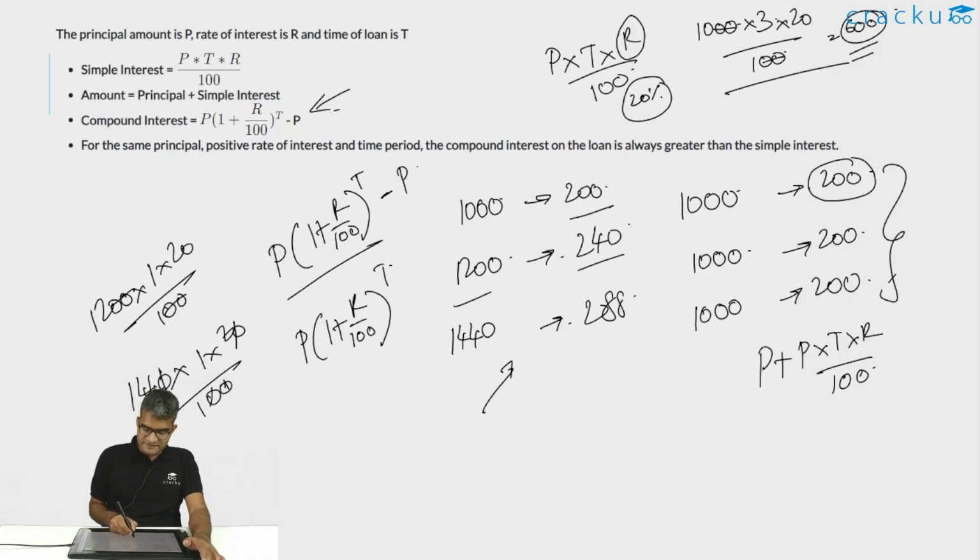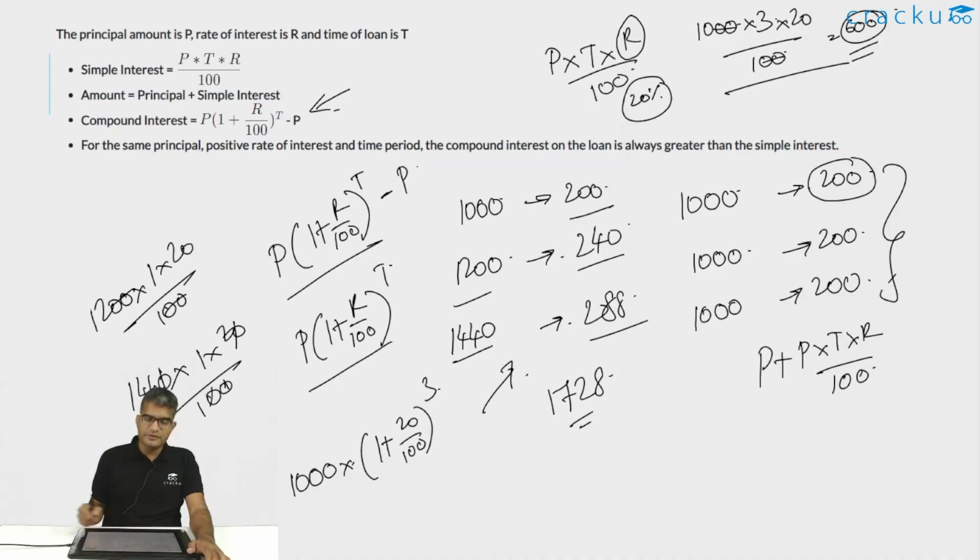In the example that we have seen, the amount at the end of the third year will be 1440 plus 288, which is 1728. Using this formula, the principal is 1000 into 1 plus the rate of interest 20 divided by 100, whole cube. This is 1.2 whole cube. 1.2 whole cube is 1.728 into 1000. This is equal to 1728.